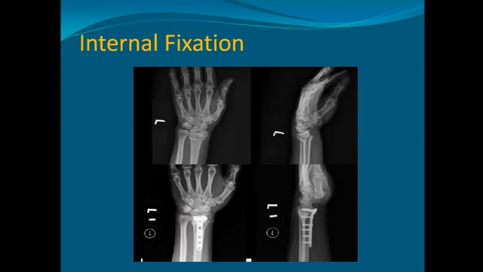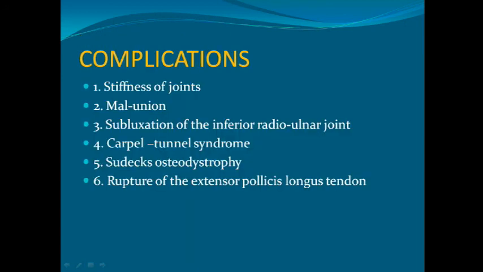Now coming to the third operative option, which is internal fixation. We apply a plate here. This is a T plate or distal radius plate. If it is a Colles fracture, we have dorsal displacement, so we apply a dorsal plate. Whereas in Smith fracture, there is ventral displacement of the fracture, so we can apply ventral plates.